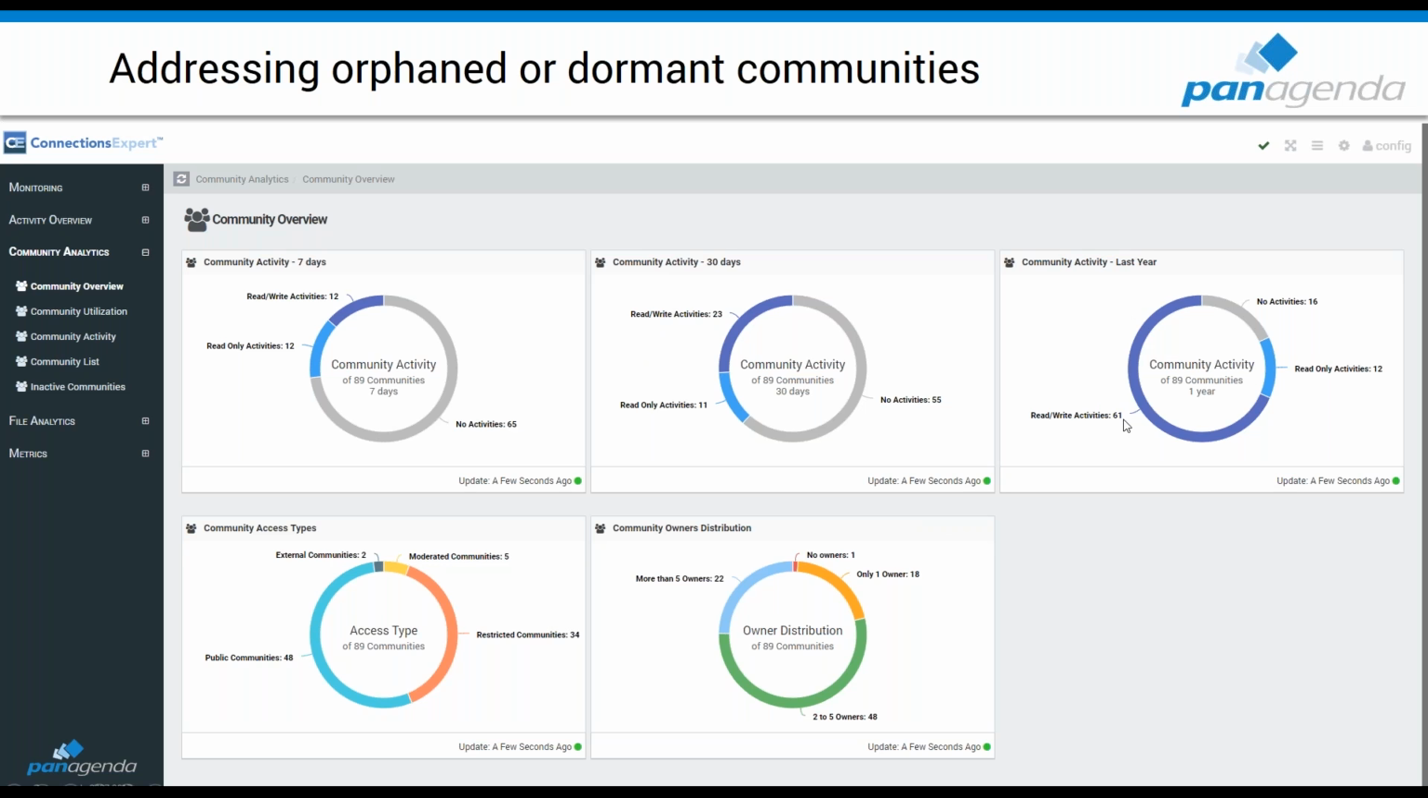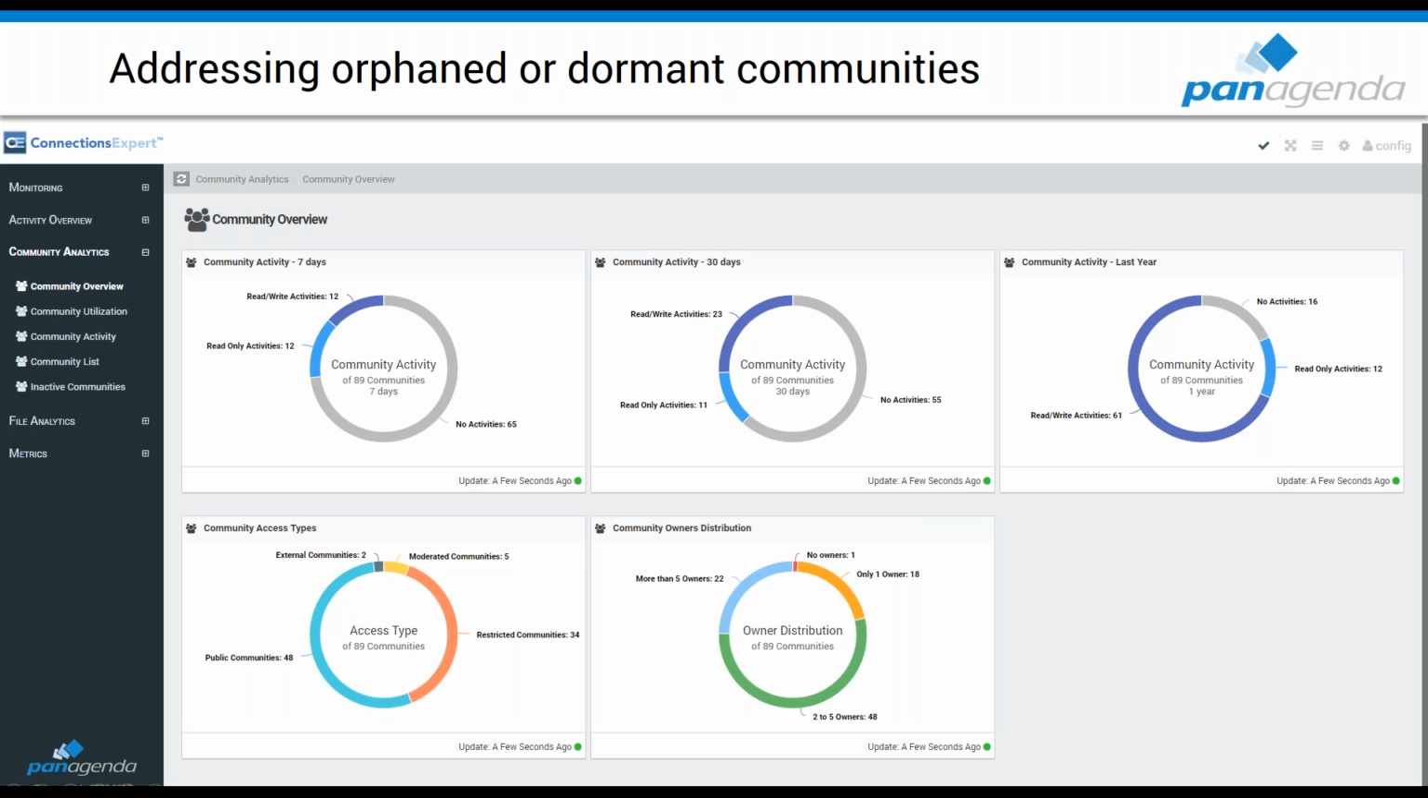Another thing that's interesting in this overview is that you can see how your communities are being used. In the last 7 days, about a quarter of the communities in this environment were accessed. Now, this is a small environment with only 89 communities, but you could have a larger environment and totally different numbers. Another thing you can see here is that over time, so in 30 days and in a year, more communities are used.